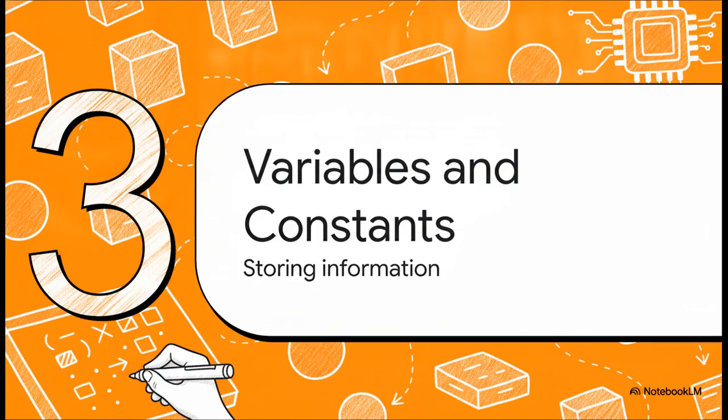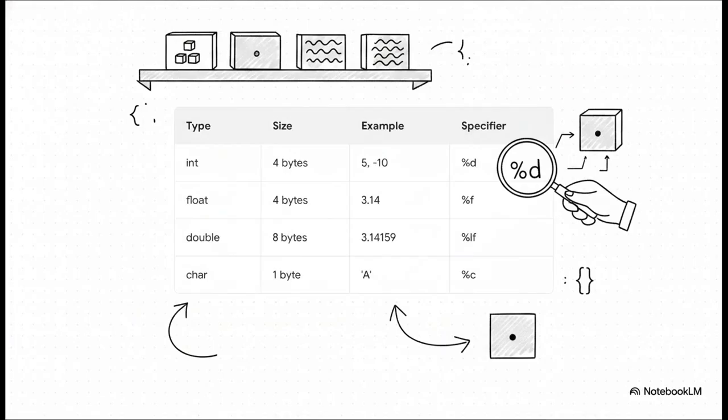All right, Section 3, Data Variables and Constants. Basically how we store information. You can kind of think of data types like labeled storage boxes sitting on a shelf. An int box is typically 4 bytes big and holds whole numbers, and it uses the format specifier %d. A float holds your decimals, while a double gives you double the precision in a larger 8-byte box. And a char? That's just a tiny 1-byte box for a single character. Using the exact right format specifier is absolutely crucial when you want to look inside these boxes later.